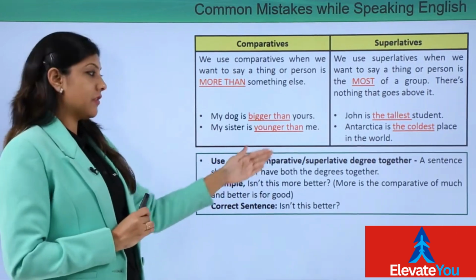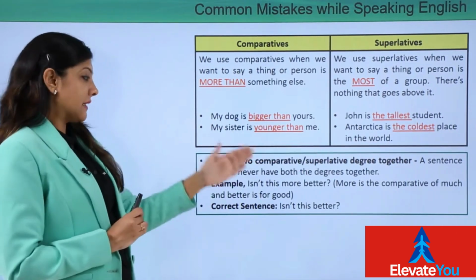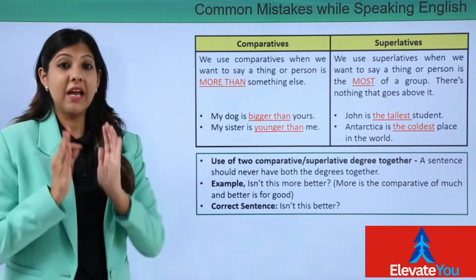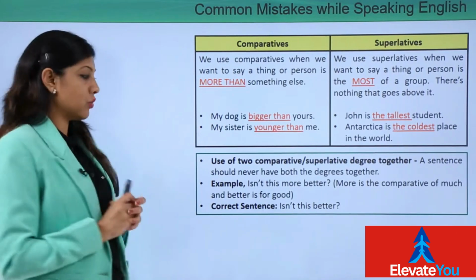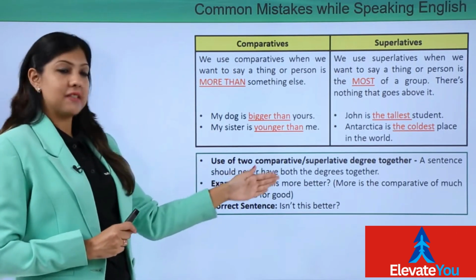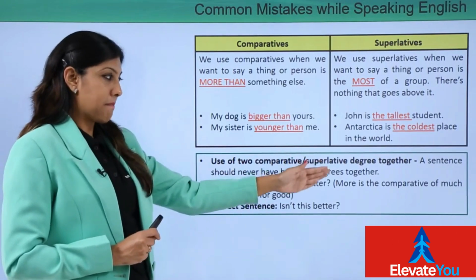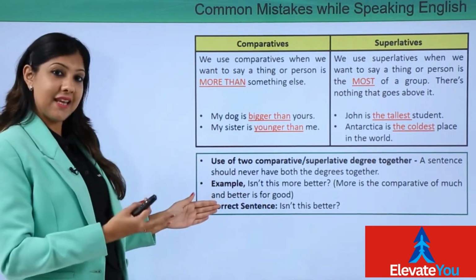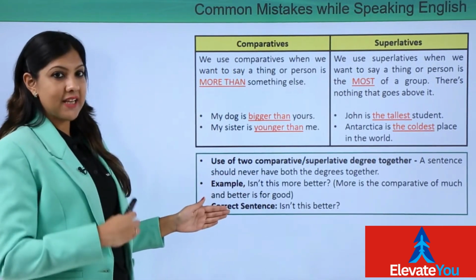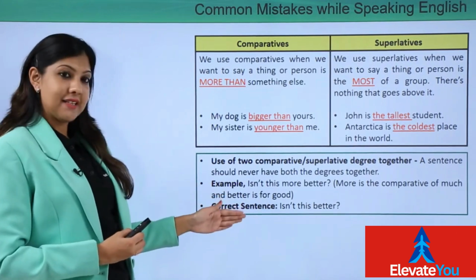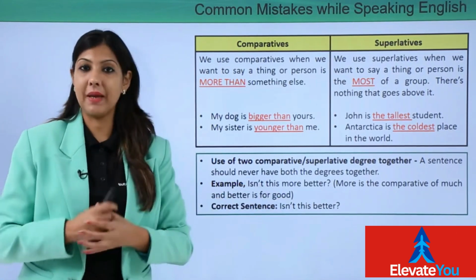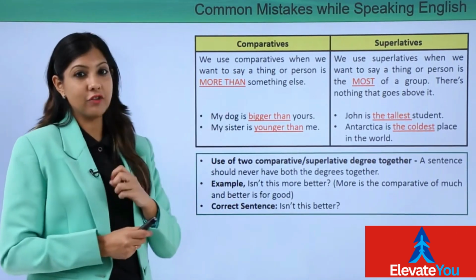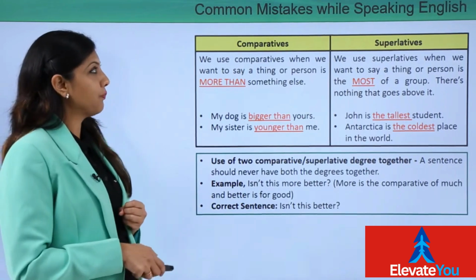Use of two comparative or superlative degrees together. A sentence should never have both comparative and superlative degrees together. It's important to use them independently and individually. Example, isn't this more better? More is the comparative of much and better is for good. Rather than saying, isn't this more better, the correct sense is, isn't this better? So well friends, that's something that we need to keep in mind. This is again one of the common errors in speaking English.